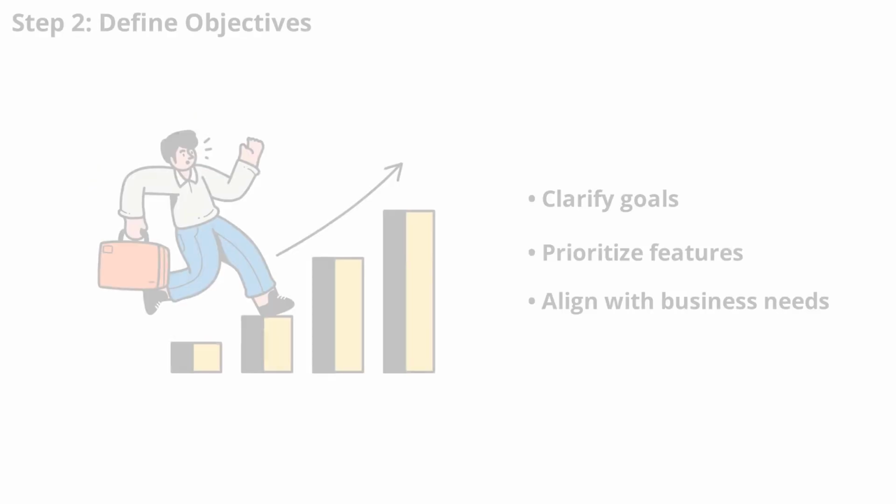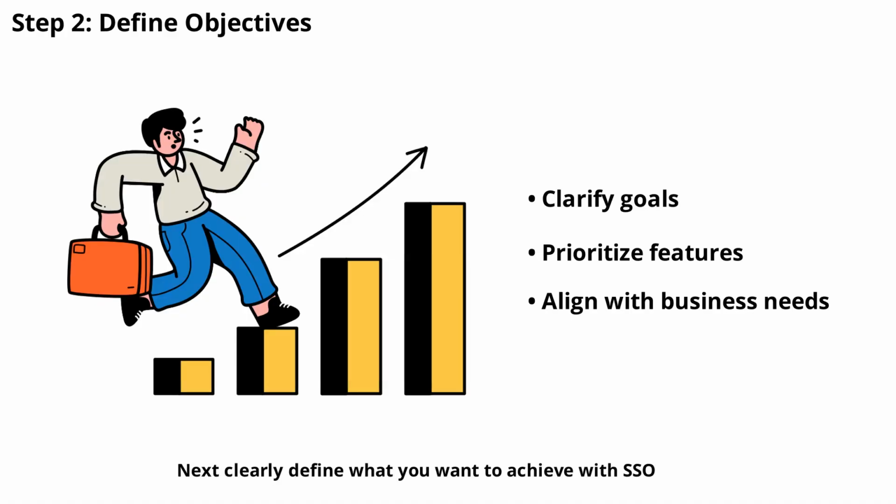Next, clearly define what you want to achieve with SSO. Are you aiming to improve security, streamline user experience, or simplify IT management? Maybe all three. Setting clear objectives will help you prioritize features and evaluate solutions more effectively. For example, if compliance is a top concern, you'll want an SSO provider with robust auditing and reporting capabilities. If user experience is key, look for intuitive interfaces and seamless integrations. With your objectives in place, you're ready to start researching potential SSO solutions.